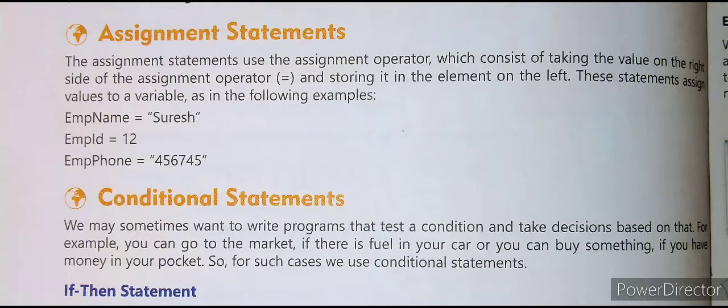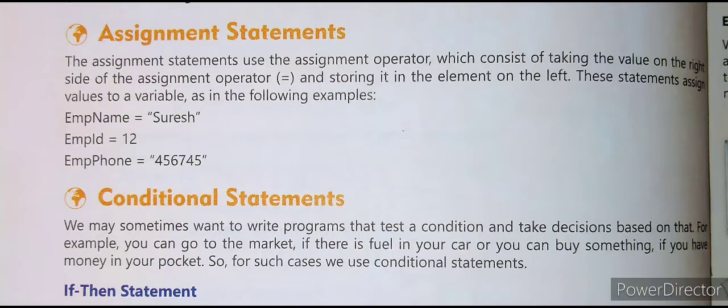Now let's learn the first lesson, statements in Small Basic. In this lesson we are going to study assignment statements, conditional statements, looping statements and graphics window. The first one is assignment statements. The assignment statement uses the assignment operator, which consists of taking the value on the right side of the assignment operator, and storing the value in the element on the left side. The assignment operator is equal to. The assignment statements assign the value to a variable.